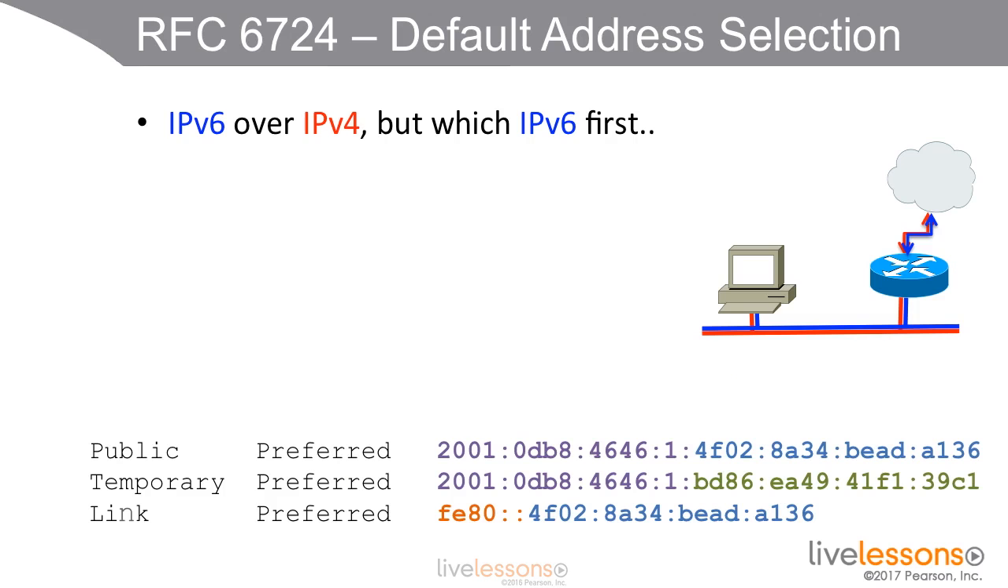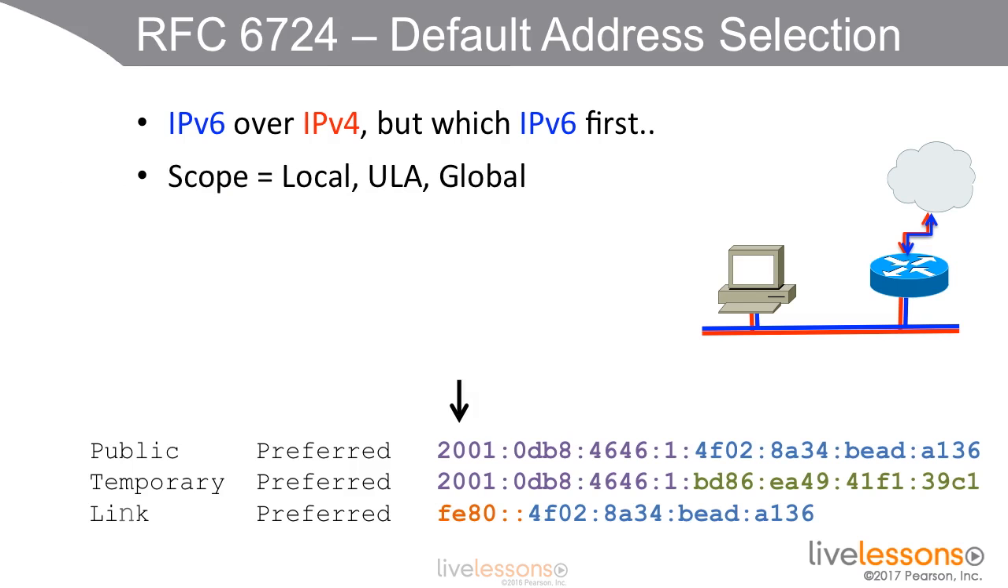So let's survey some of the relevant RFCs to the host role in IPv6. First off, we have to determine which address we're going to use, because we've said IPv6 over IPv4, but which IPv6? Again, what we're going to look at is a set of rules that are put out in RFC 6724 that helps us with default address selection.